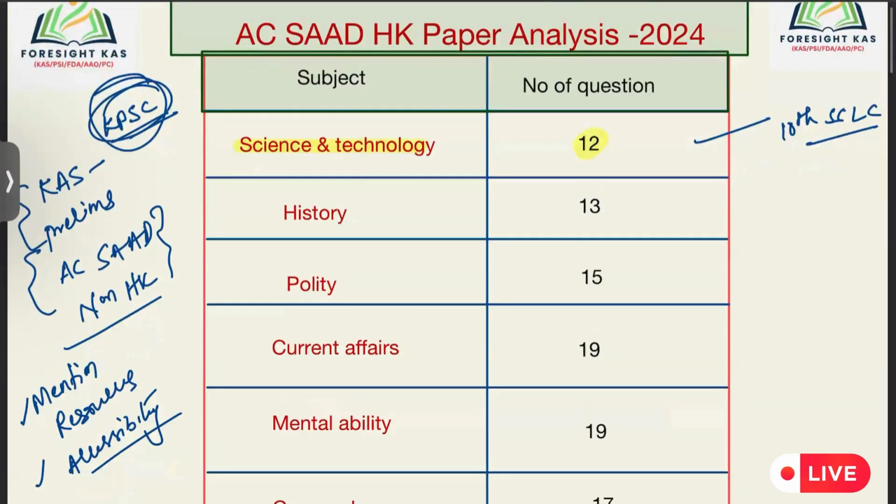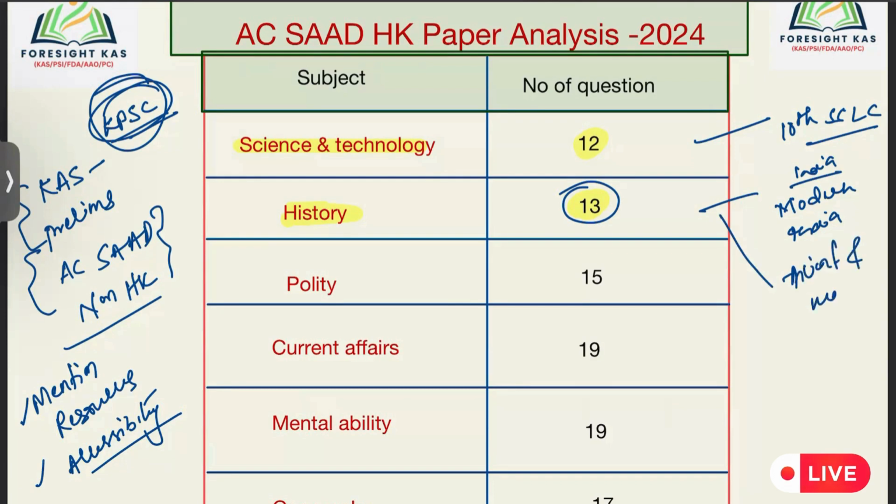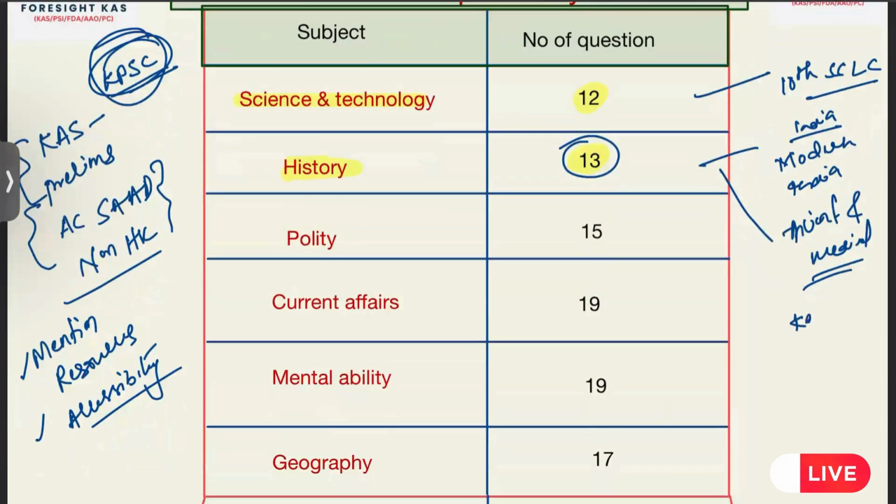Then history. As usual, the questions from the history section were 13. It was divided into ancient, medieval and modern. This time, most of the questions have been asked from modern India, and also ancient and medieval India. Very few questions have been asked from Karnataka history, ancient and medieval. So very few questions we could see through this analysis.